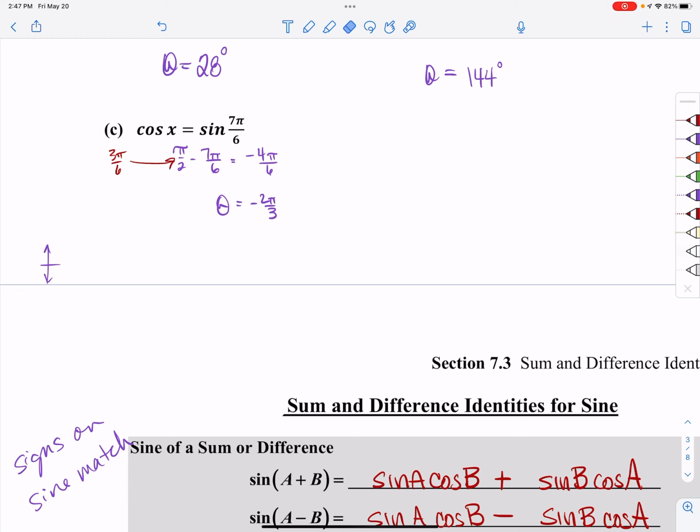All right, so that's going to be the end of that video, just a small short video on cofunctions. Now let's go back. The next video is going to deal with the sum and difference of angles.